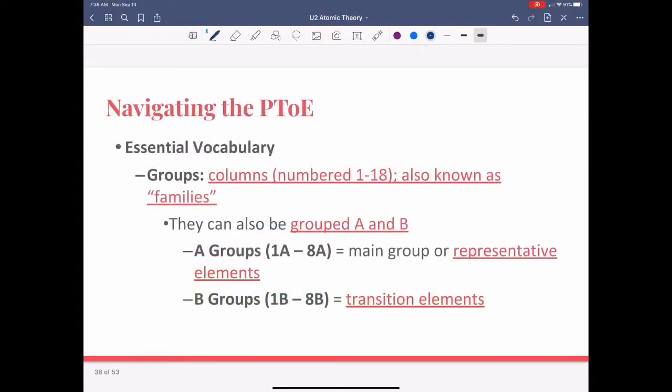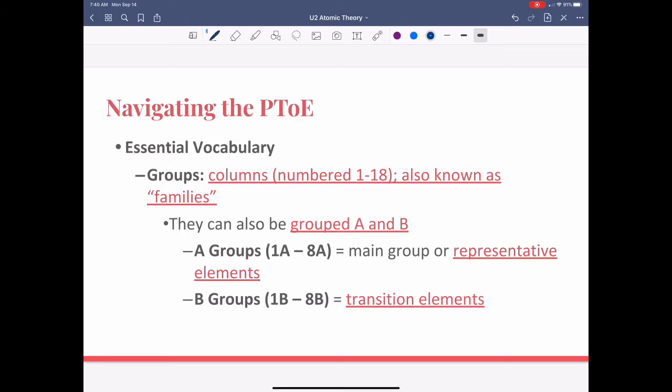Let's look at some other terms. Groups. Groups are our columns. All right, so the columns that go up and down vertically, those are our groups. We also know them as families. All right, so we're going to talk a little bit more about families here in a minute as we talk about how the elements on the periodic table are grouped. But our families are our vertical columns, numbers 1 through 18 on your periodic table across the top.